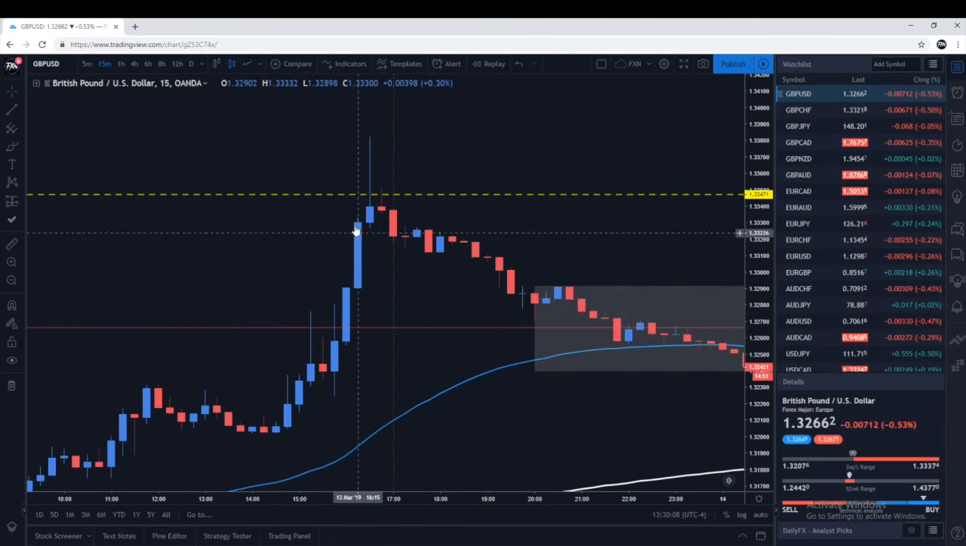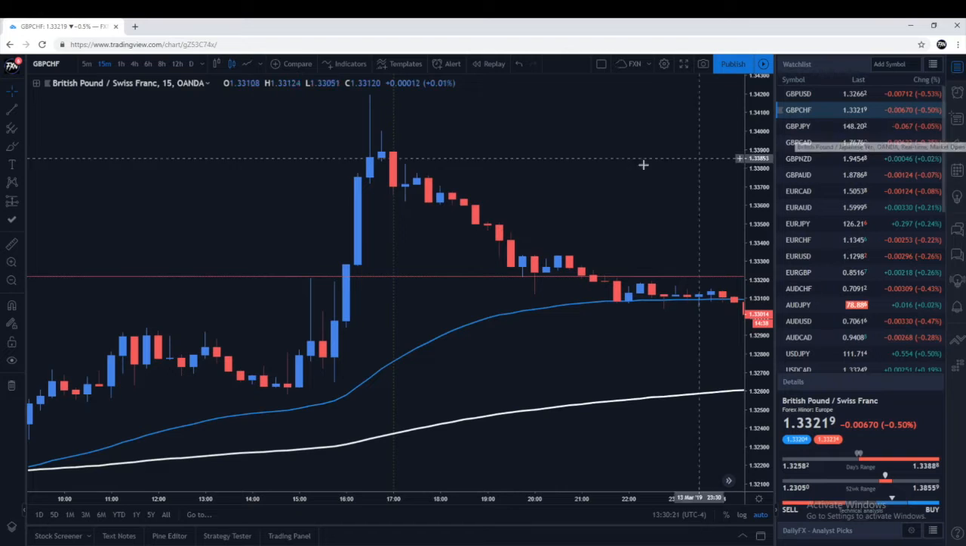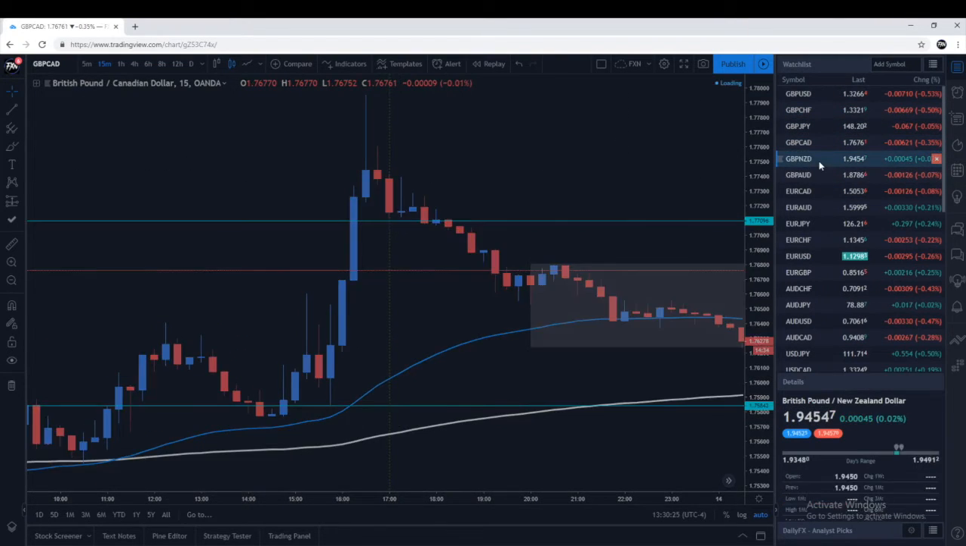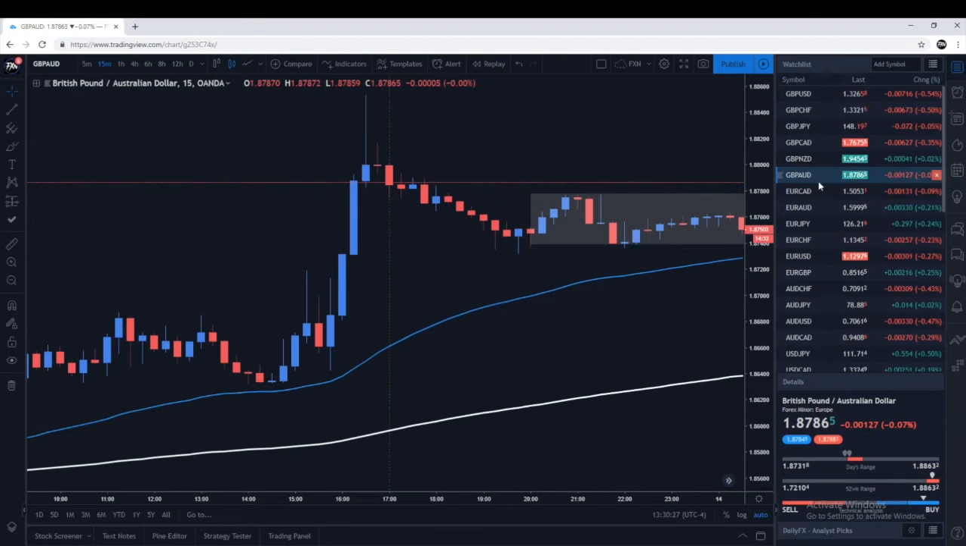As soon as they accumulate enough traders going long, then they can go ahead and go short, or they can trap them. And essentially that's what happened on all the pound pairs. They all did the same thing, as you can see.